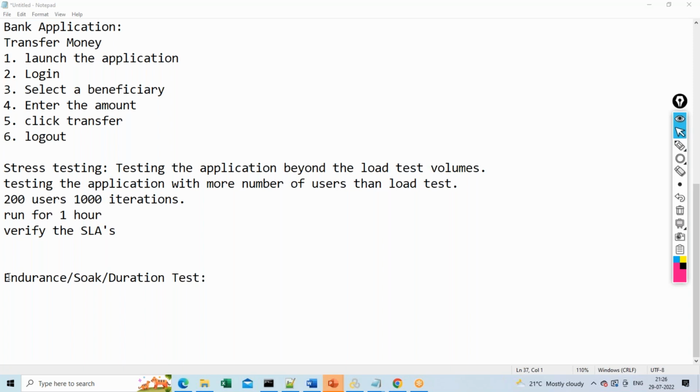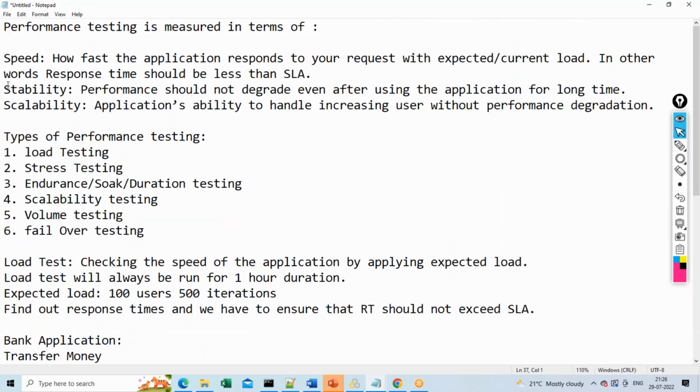Okay, so the third type of test we are going to discuss is the endurance test, soak test, or duration test. So what is the difference between this test and the load test? Basically, we run this test for a longer duration to ensure stability. Earlier we have seen the term stability here, so that's where the endurance test comes into the picture.